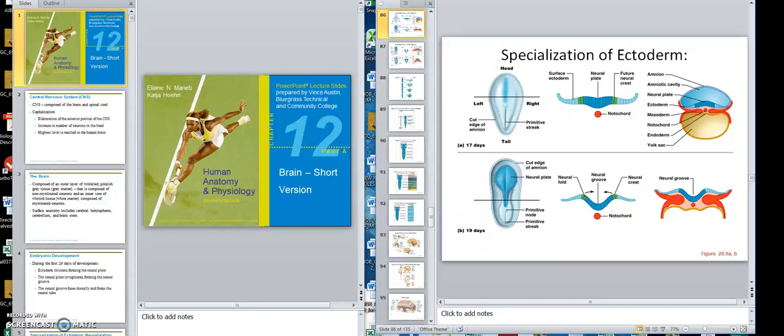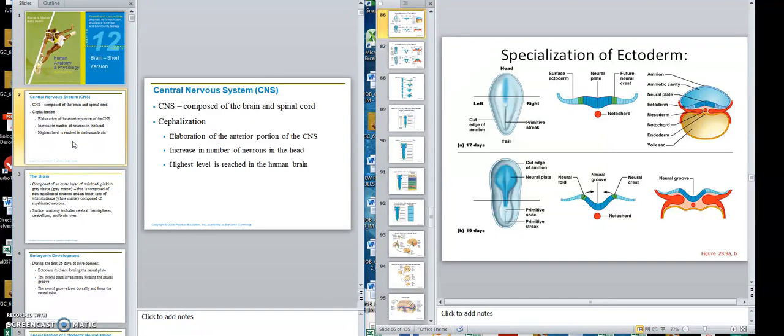Okay, class, where we are now, we're still in the central nervous system. As you recall, the central nervous system is composed of the brain and the spinal cord. The last set of videos we did was on the spinal cord. So now we're going to the brain, which we call cephalization. Cephalization means going towards the head. Cephalization is the elaboration of the anterior portion of the CNS. That means the anterior portion of the central nervous system.